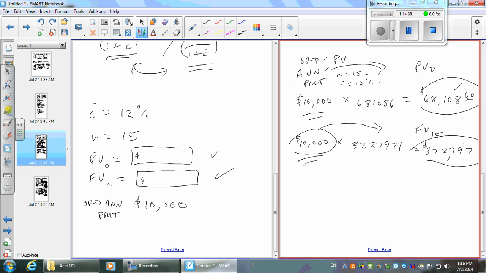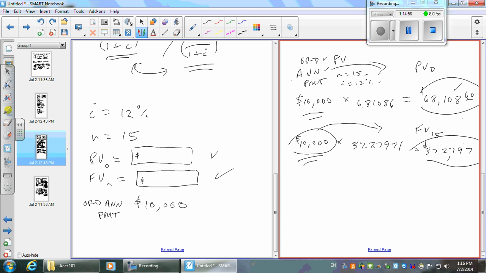So, would it have made sense necessarily to use the annuity for both of these? You wouldn't have to. You could calculate either one of them, the present value or the future value, and then go directly to it as a lump sum. It doesn't make any difference. Once you practice this a bunch of times, it gets really easy.